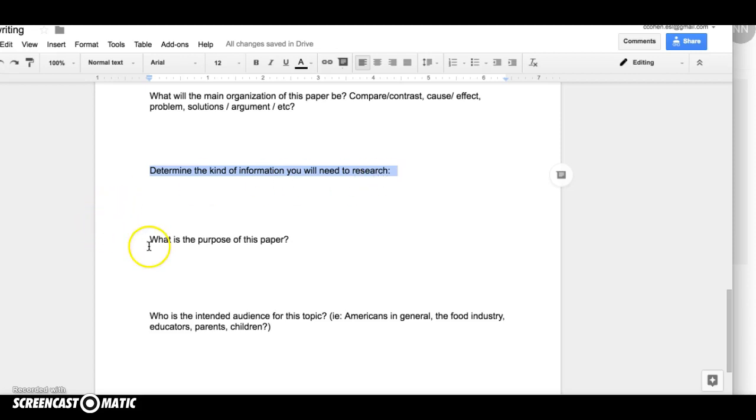And it's always really important to consider the purpose of this paper. So Zachariah was writing his paper to convince his audience that something needs to be done. What is your purpose? Okay? And who are you intending this paper for? Okay, here's an example from last semester. You can take out the food industry. Americans in general, educators, parents, children. Who in particular do you want to read this paper? Who do you want to convince?